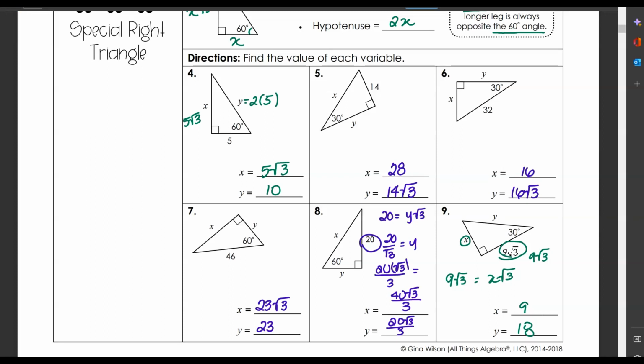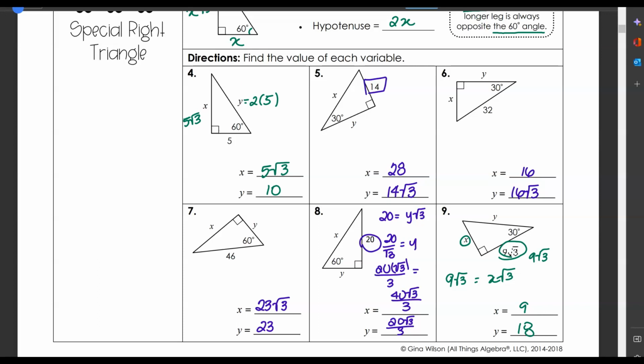So we have 28 for x, and y is equal to 14 root 3. And this was easily done because our shorter length was already given to us as 14. For number 6, we got 16 and 16 root 3. For 7, 23 root 3 and 23. Now number 8 was probably a little bit more complicated, only because that long length was 20.